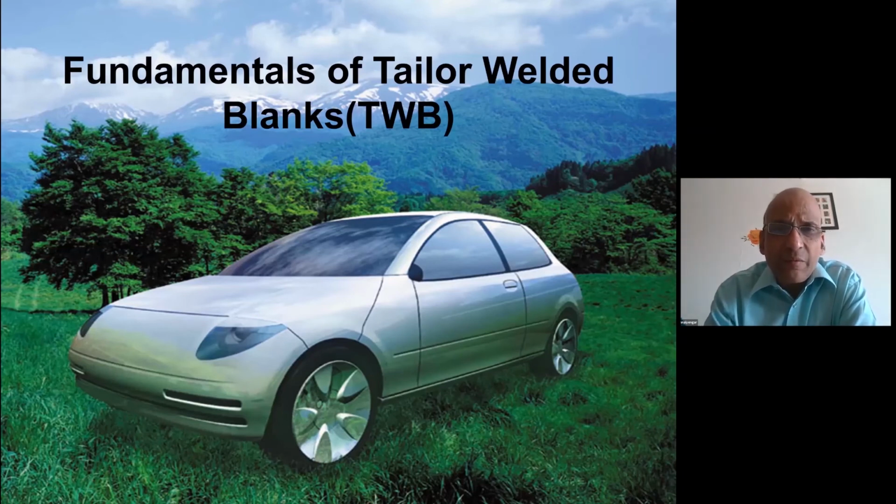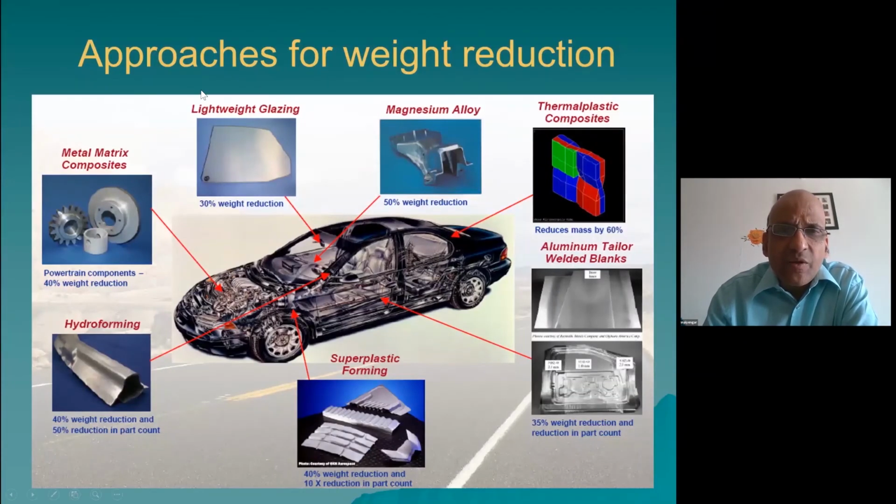Let's look at this. TWB is part of the various approaches that one can have for weight reduction. You can achieve weight reduction by using low density alloy like magnesium alloy or aluminum alloy, or you can use composites, or you can use manufacturing processes like hydroforming or superplastic forming, where you can form low density material like aluminum, which we touched upon yesterday, right? Or you can use Tailor Welded Blank. So these are a variety of opportunities available for weight reduction. So once again, for TWB, the major driver is really weight reduction.